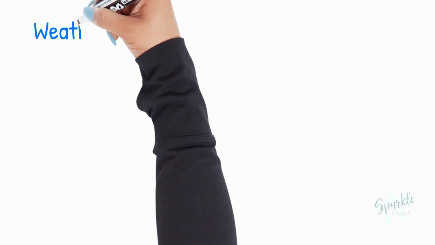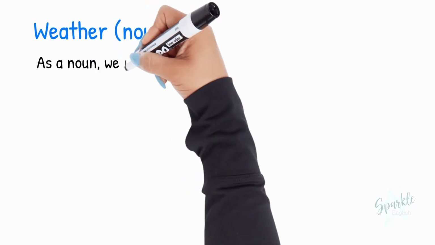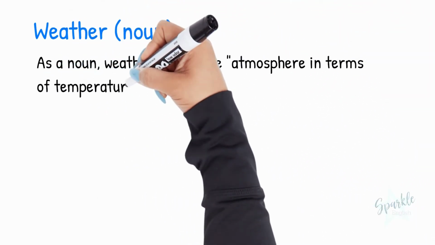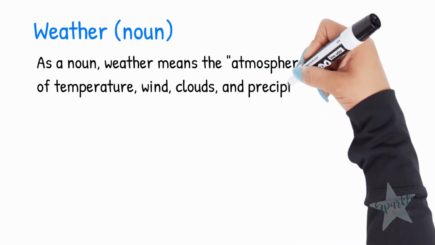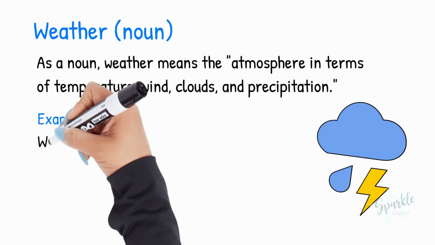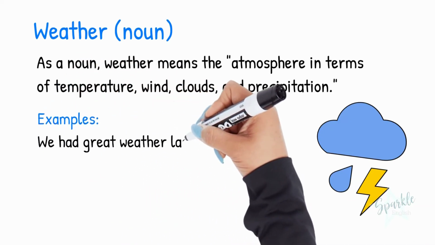Weather, spelled W-E-A-T-H-E-R, is a noun and a verb. As a noun, weather means the atmosphere in terms of temperature, winds, clouds, and precipitation. Let's look at some examples of weather in a sentence.